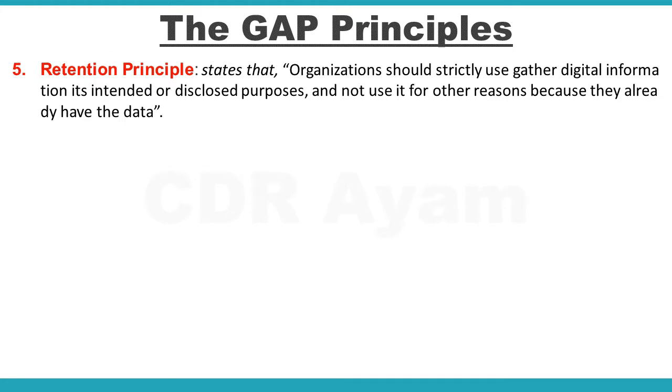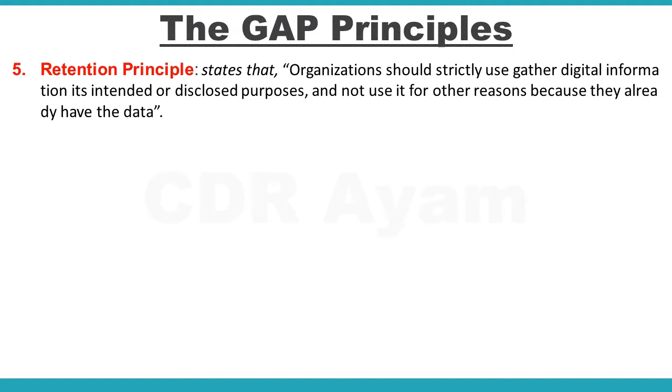The use, retention, and disposal of digital information is the fifth GAP principle. This principle dictates that all gathered digital information should strictly be used for its intended gathered purposes and not for any other undisclosed purposes. In addition, this same fifth principle also requires organizations to securely dispose of gathered digital information or data as soon as there is no more use for its intended purposes for gathering.